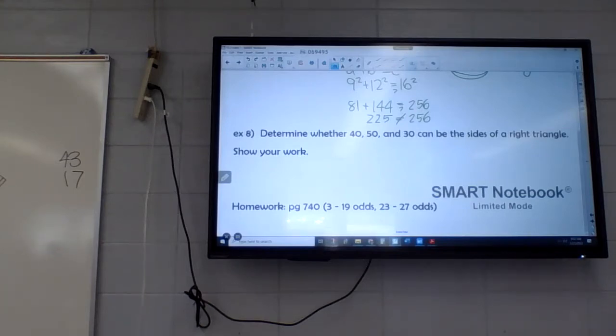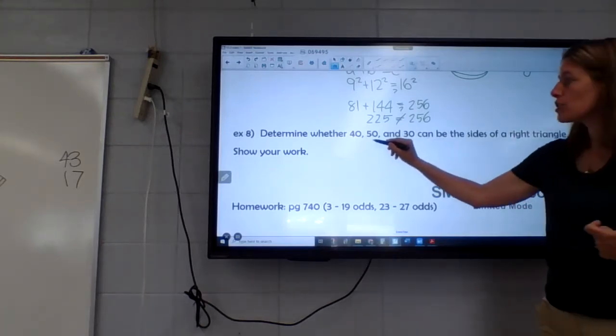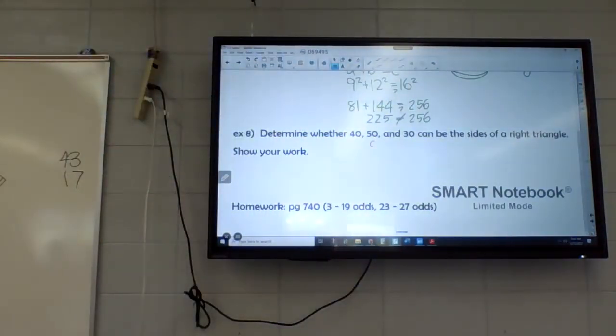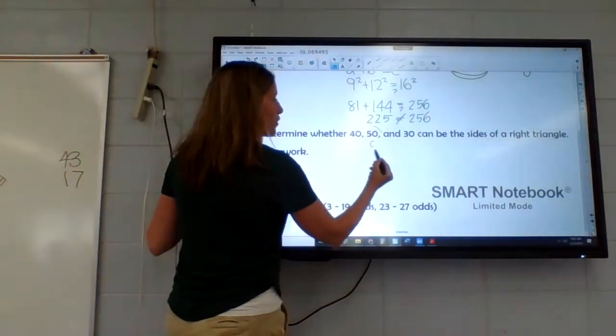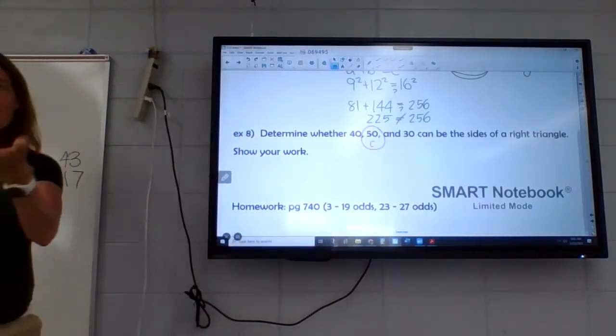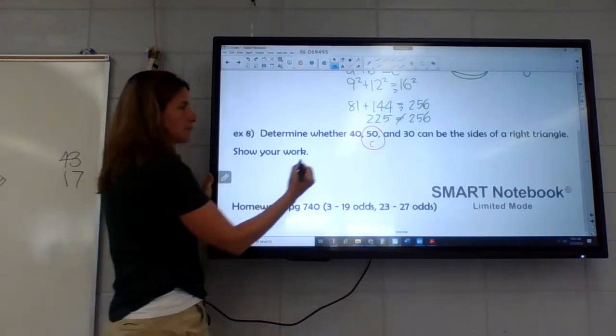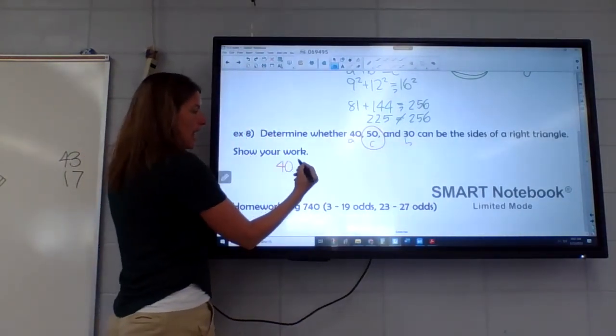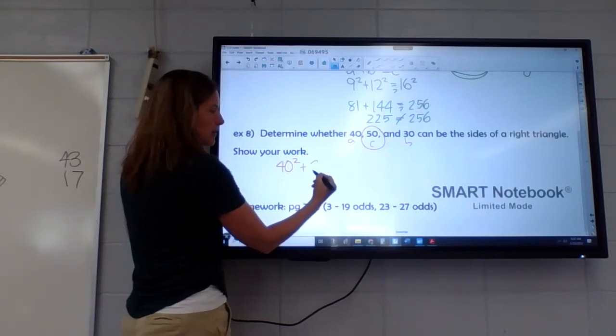So which side has to be C? 50. So don't let them throw you off. They just put them in the wrong order. Now 40 and 30 don't really matter, but 50 has to be C. Otherwise, this is gonna look like it doesn't work, but if you heard Holton, he said it did work, and he's right. And they have some big numbers here.